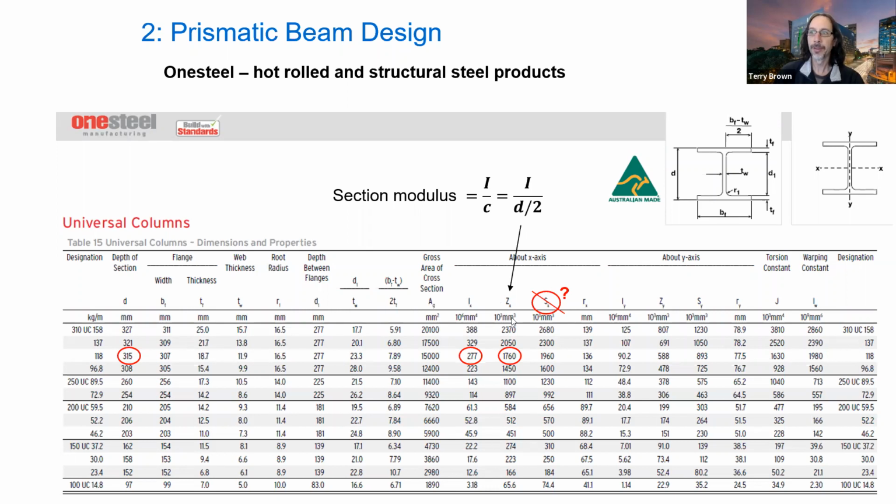So you need to be very careful about using tables without thinking about, and checking, what the symbols mean. Here, the section modulus that we want is actually the Z one, not the S.